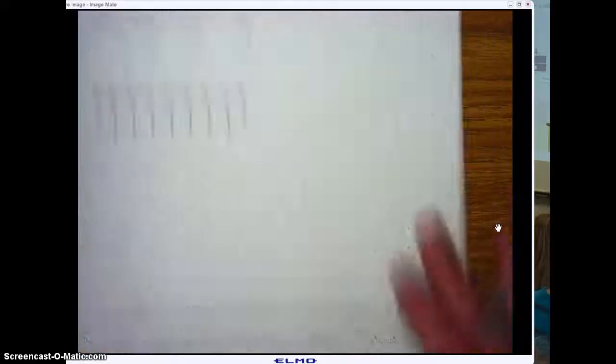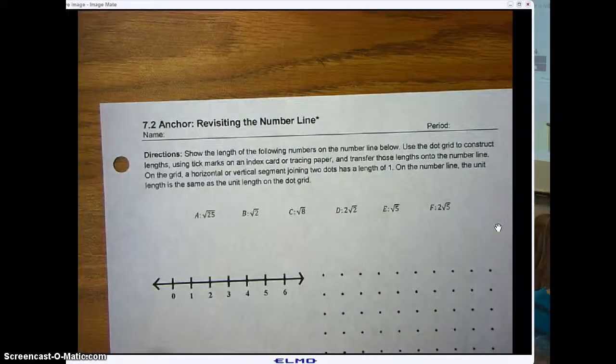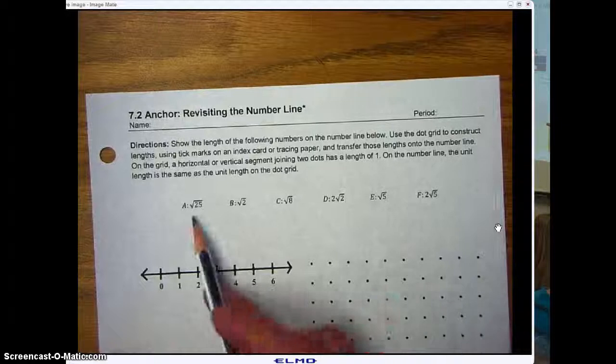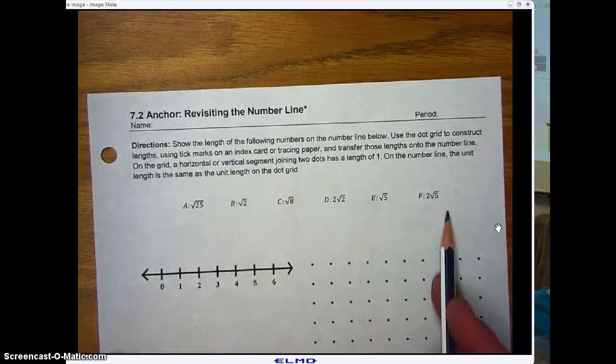Page 38, 7.2 anchor problem. We're doing some distances on the number line. So what they're asking us to do is to show the length of these things on the number line.